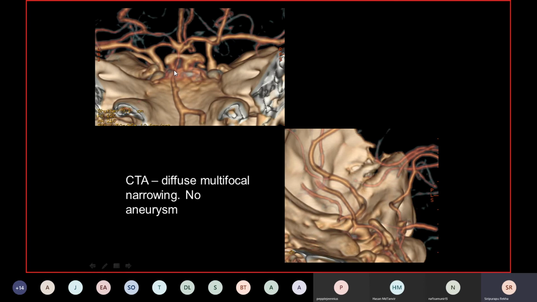We see that there is very severe narrowing of the basilar artery. There are also multifocal areas of narrowing of the PCA bilaterally. Supraclinoid ICA bilaterally are narrowed, as are the ACA and MCA. So what we're seeing here is a diffuse multifocal narrowing, no aneurysm. Because of the location of the hemorrhage, the patient also had a catheter angiogram, which was negative.